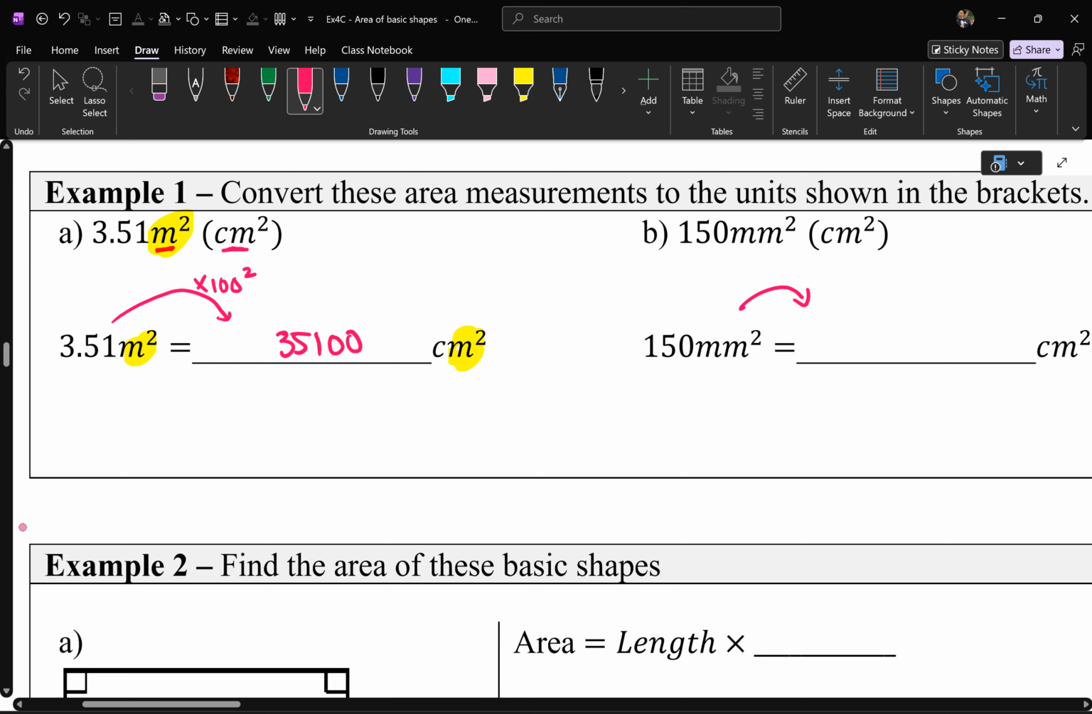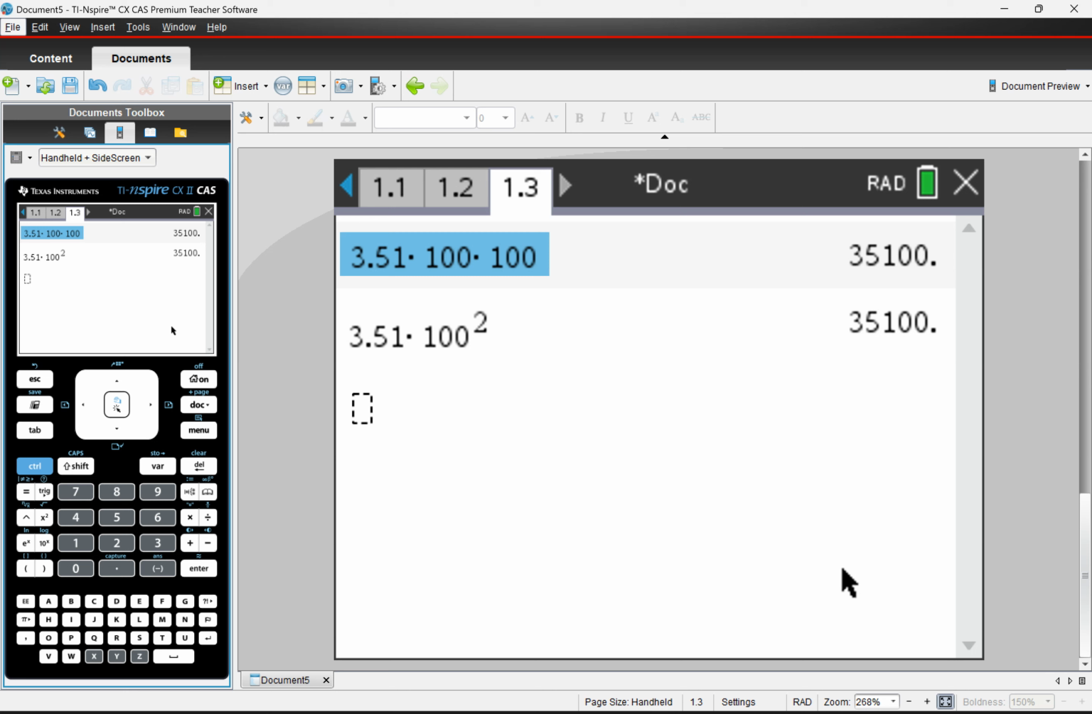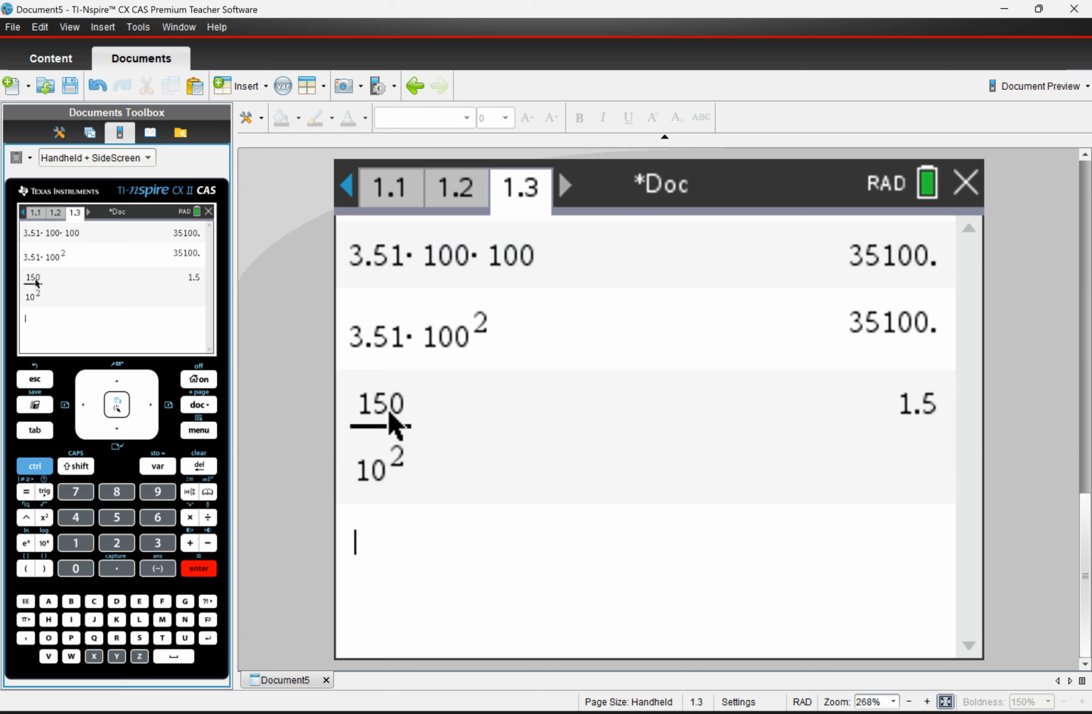So millimeters to centimeters, no, not times. Divide, because it's smaller. So millimeters is smaller than centimeters, so you divide. It's counterintuitive. So you divide by 10 usually, but because it's area, so 10 squared. Okay, so 150. Here we go. We do 150 divide, so here's my divide symbol, 10 squared. And I get 1.5.